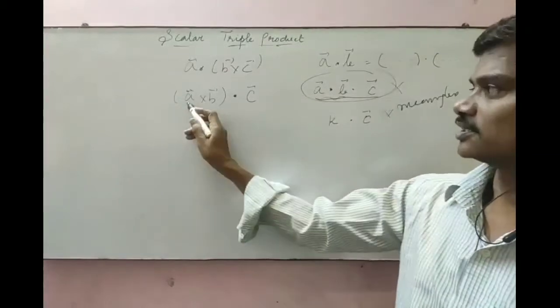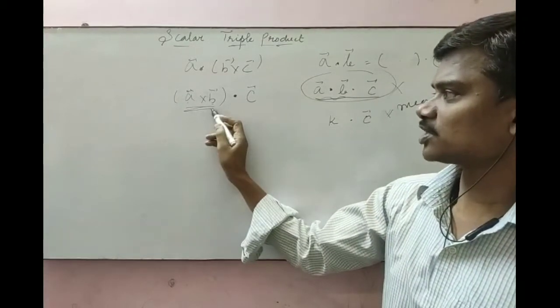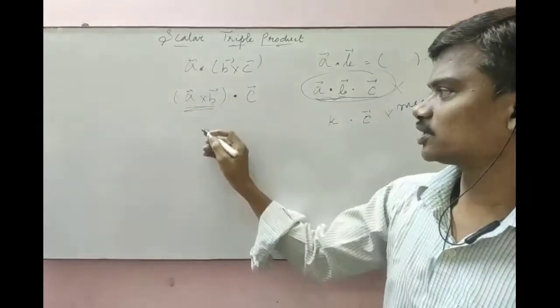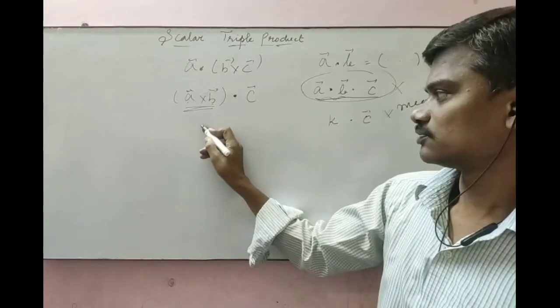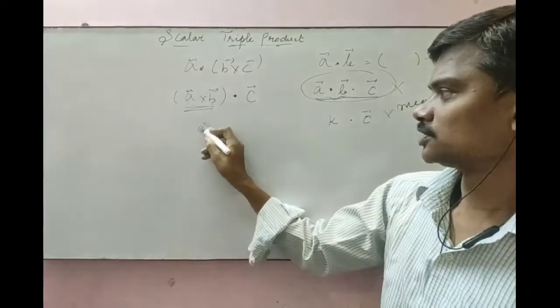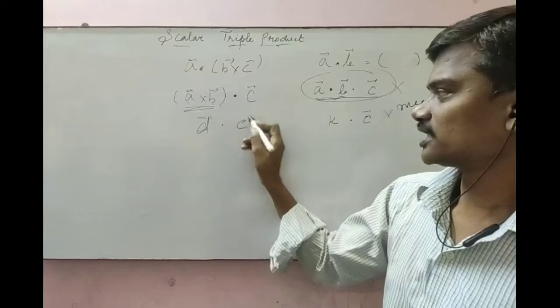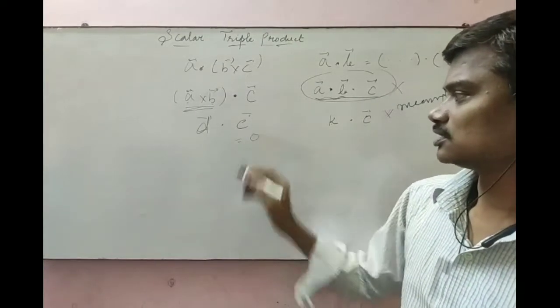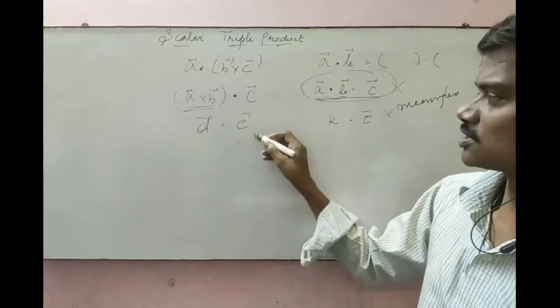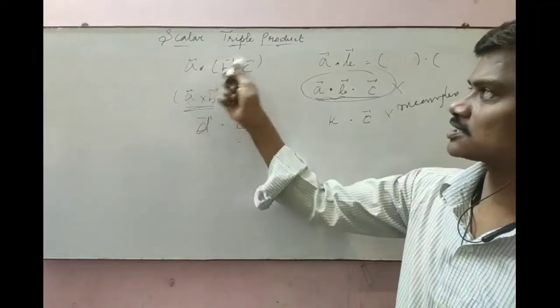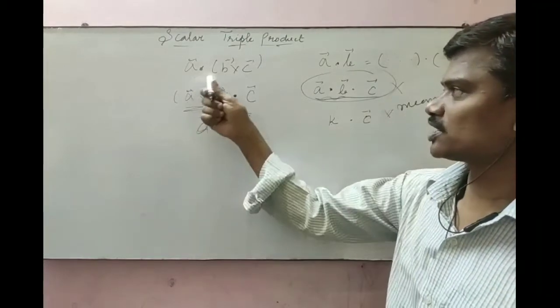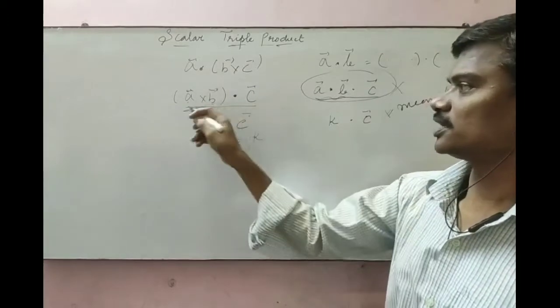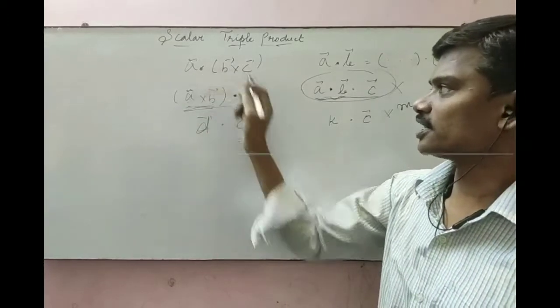Now listen here, A cross B. If you take the cross product of two vectors, you will get one vector, for example, D vector. Then you can take the dot product of two vectors, so this gives a number. So this is the scalar triple product. This is the way of writing the scalar triple product: A cross B dot C or A dot B cross C.